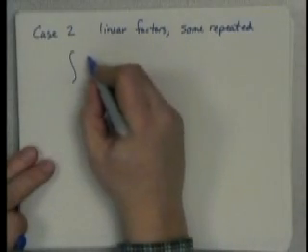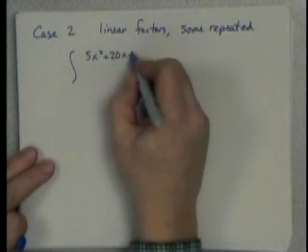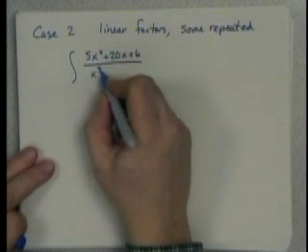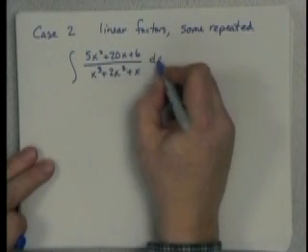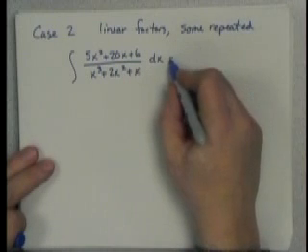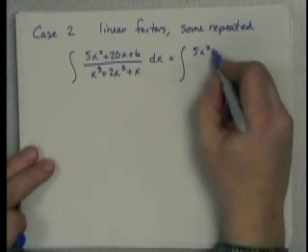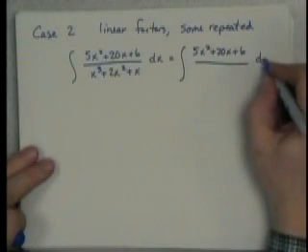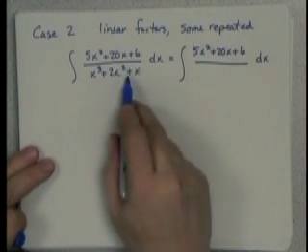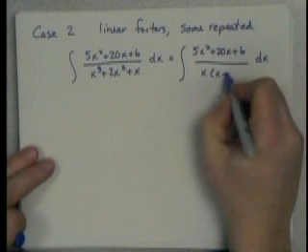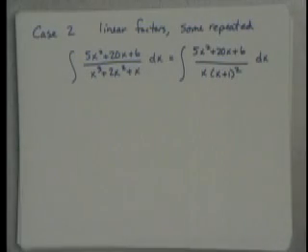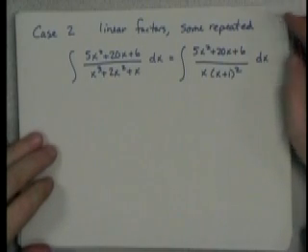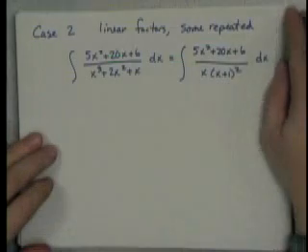So, an example, I have 5x squared plus 20x plus 6 as my numerator, and in my denominator, I have x cubed plus 2x squared plus x, which factors into x times x plus 1 squared. So again, I'm going to go off to the side, and we're going to try and rewrite these.